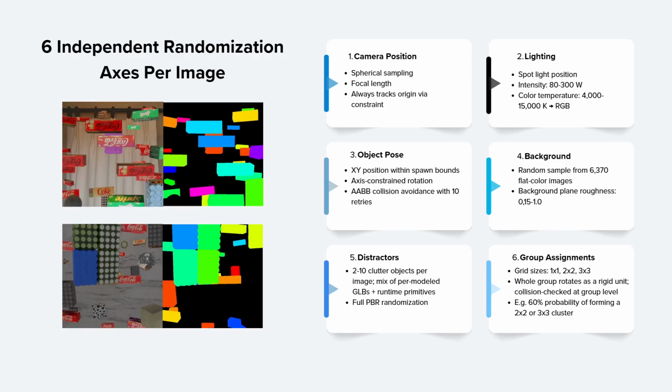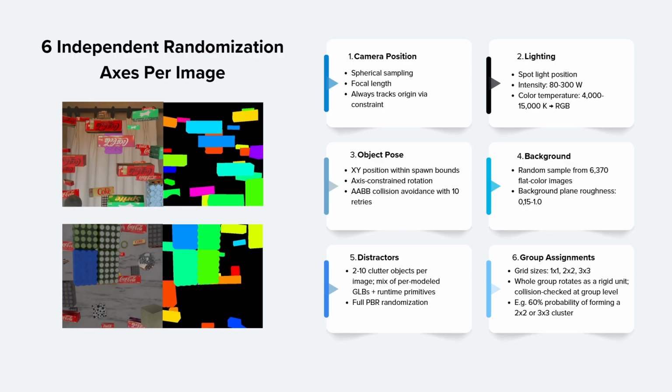Each of our scenes allow 6 axes of independent randomization. Of course, we allow you to randomize your camera, your light, and each of the objects. You can randomize their positions, their rotation, and our objects also support collision detection to help avoid mesh clipping.